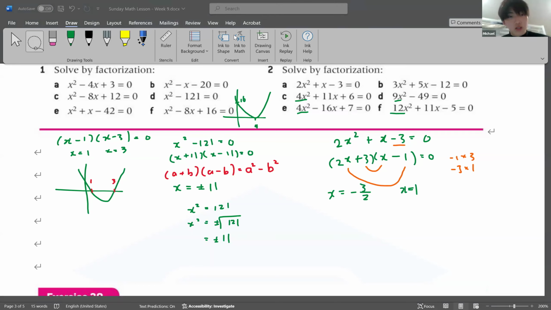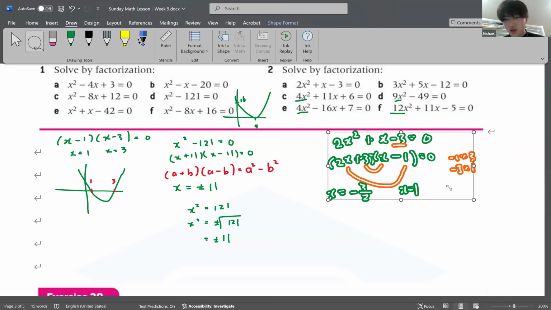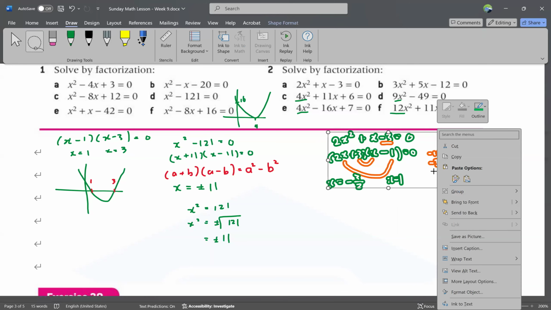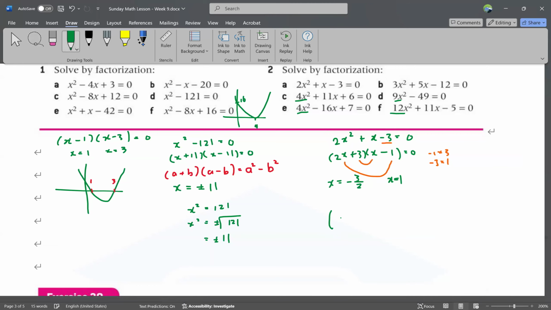For the factorization first. I don't know the factorization, so I can't tell the root as well. 3x plus 4 times x minus 3. Adriana, did you get the same? Oh, I think I did C wrong. Let me look at it again. I got x plus 3.